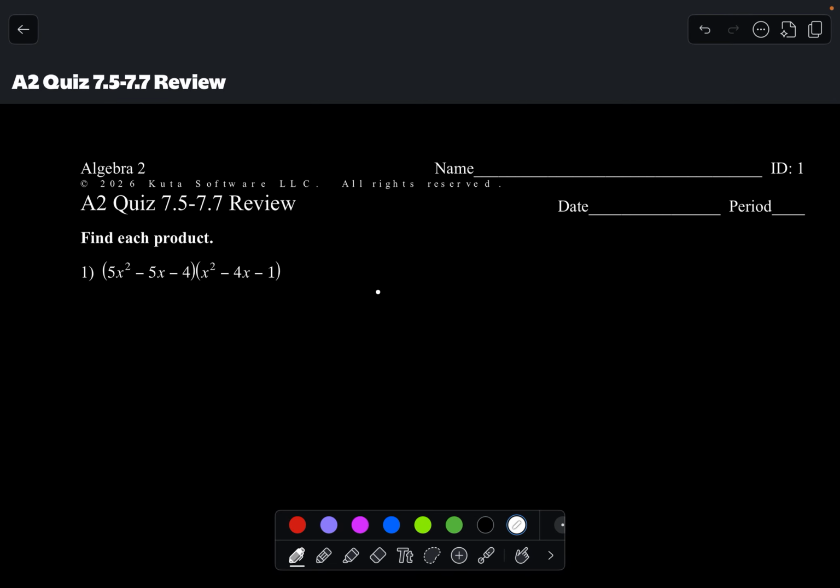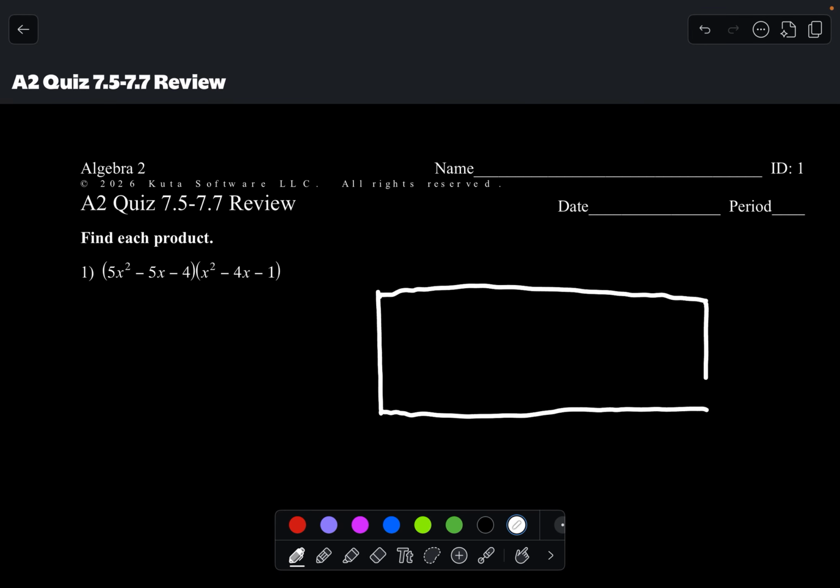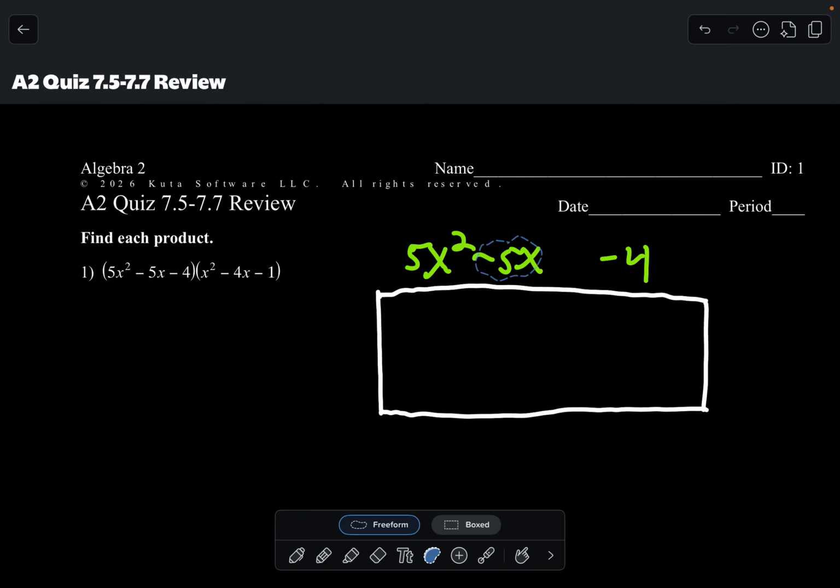Multiplying polynomials should be easy for you kids because you just make a box. Now notice, this box is going to be bigger than what we've been doing because these are trinomials being multiplied. But it's the same idea. You take one of the factors, 5x squared minus 5x minus 4. I should separate that further apart so I have more space. There we go.